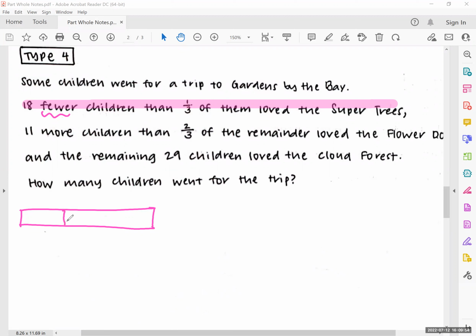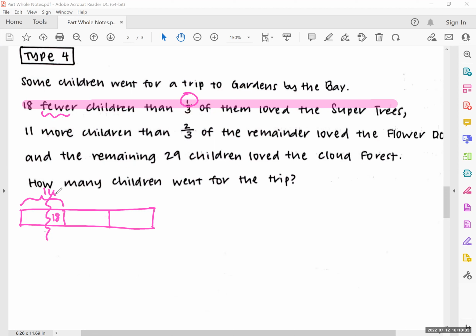Okay, so right now, if they say 1/3, it means we need to draw 3 units. But they say it's 18 fewer than 1 unit. So this is 1 whole unit, right? So it's 18 fewer. We'll do a zigzag, not after the 1 unit, but before the 1 unit. You need to be very careful that from here to here, it's 1 unit. So from there to there is 1 unit, and this is fewer.